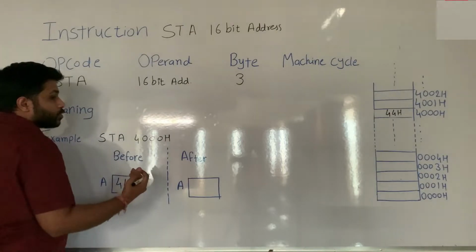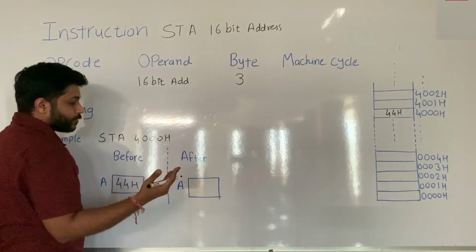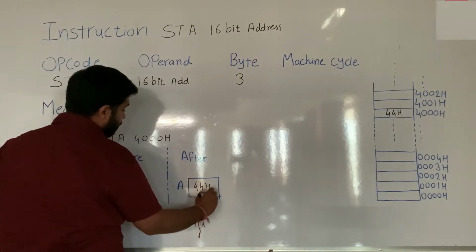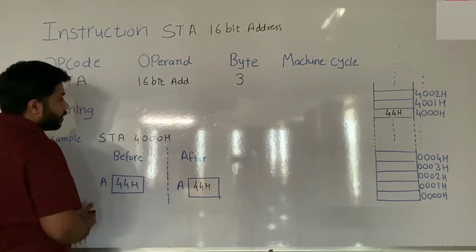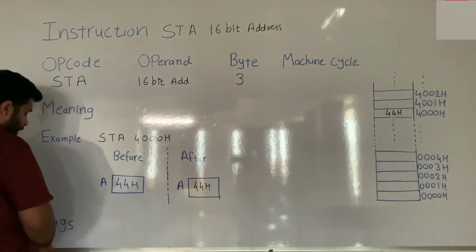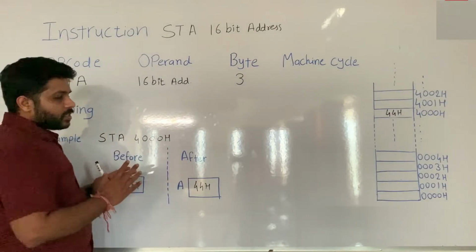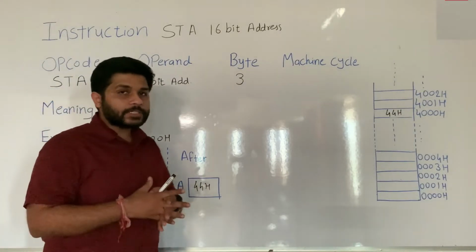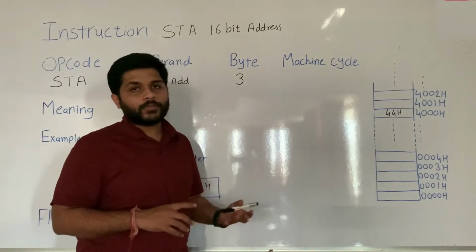Now the data is always copied and transferred. So after the execution, the data will remain in the accumulator. A copy of the data will remain. What are the flags of this instruction? When this instruction is executed, because it is a data transfer instruction, no flags are affected.